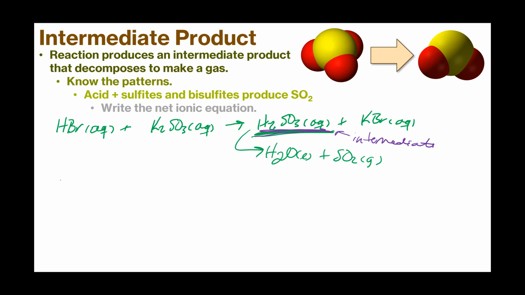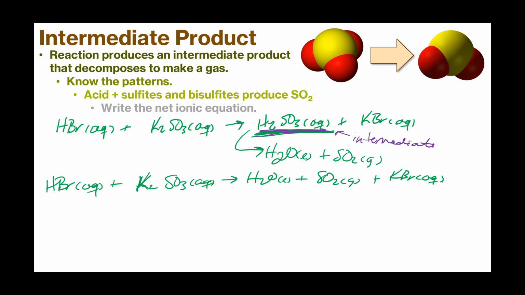Okay, now we can write the full equation. This is our final reaction: HBr plus potassium sulfite, K2SO3 aqueous, gives us water, liquid, SO2 gas, and KBr aqueous. Okay. We want to make sure this gets balanced. We need 2 potassiums, so we need 2 of those. That gives us 2 Brs, so we need 2 of those. That gives us 2 H's, and we have H2O, so that's good.